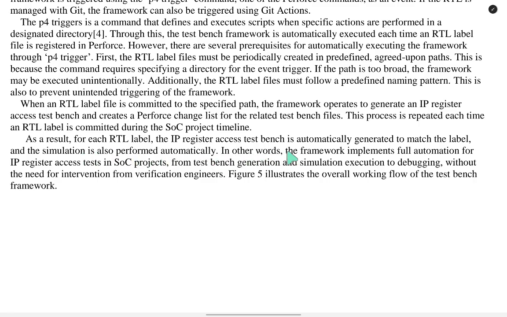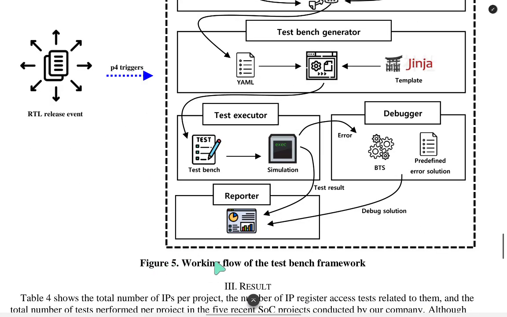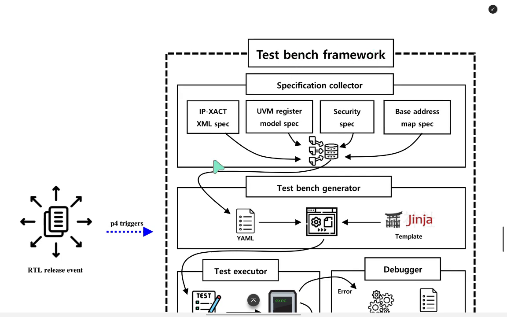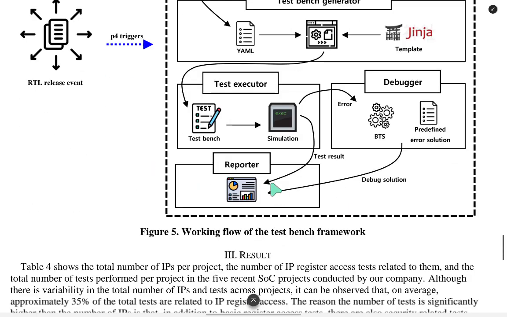In other words, the framework implements full automation for IP register access testing in an SoC project, from test bench generation and simulation execution to debugging, without the need for intervention from verification engineers. Figure 5 illustrates the overall working flow of the test bench framework: event trigger, specification collector, test bench generator, test executor, and debugger and reporter.